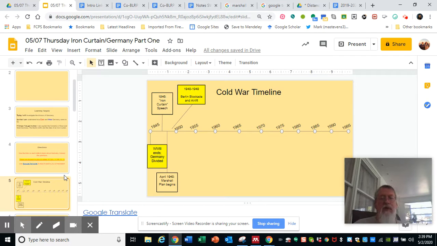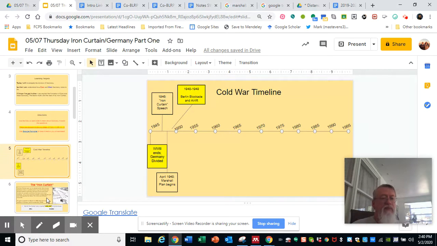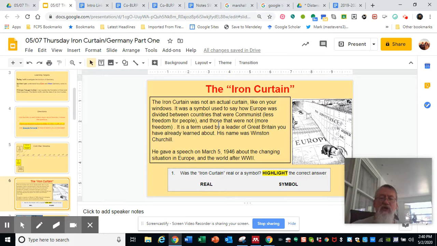So, timeline, set things in chronological perspective. World War II ends in 1945. You'll know that. But that is right when Germany was divided because the Soviet Union, the agreement was, would get part of Germany, the east part, and the Allies, Great Britain, the United States, and France, would get the western part. And they also split up the tiny little capital of Berlin that was right in the middle of the eastern part. But anyway, so here is a description of the Iron Curtain and a picture that shows you the idea of the Iron Curtain.